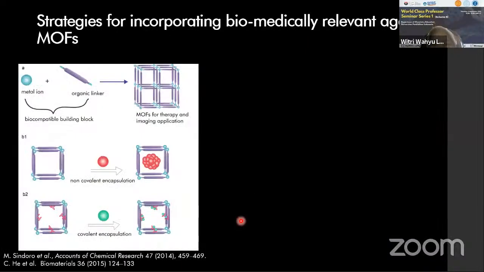And there are several strategies for how to incorporate the biomedical agent into MOF. The first one is the building block approach, where we build the linker and the metal ion, suitable for bioimaging or for therapy, for example. And then also non-covalent encapsulation, where the drug is encapsulated by physical interaction, and the other is covalent encapsulation.